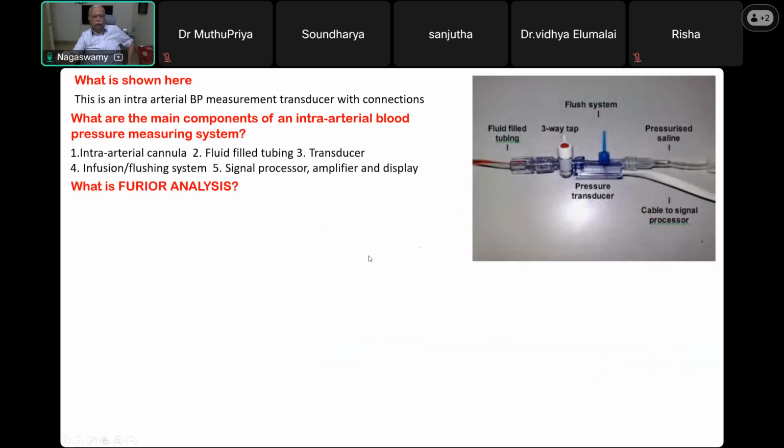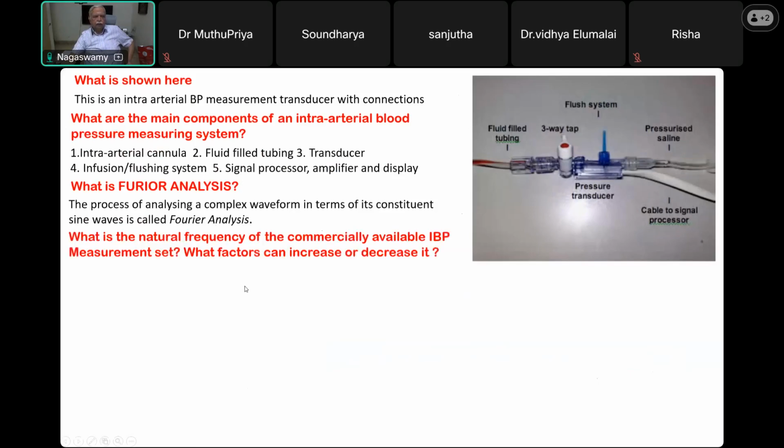What is Fourier analysis? Right. The process of analyzing a complex waveform in terms of its constituent sine waveforms is called Fourier analysis. A sine wave is simply a wave like this with a baseline. So imagine an upward stroke and a downward stroke, and so on. That is a simple sine wave.